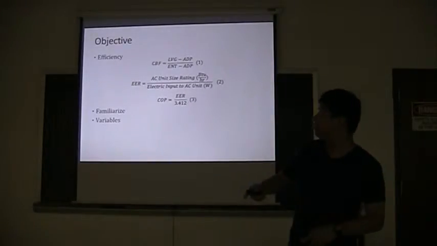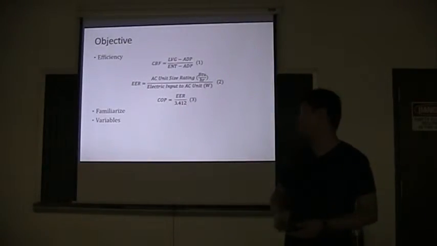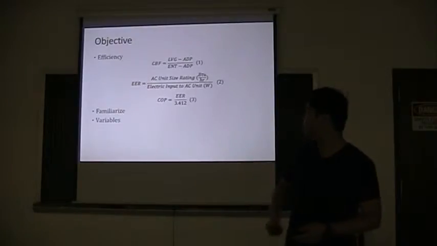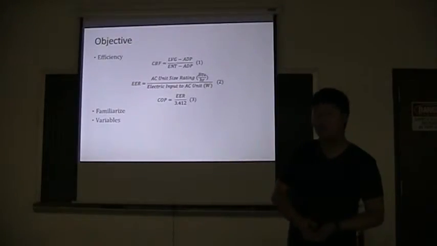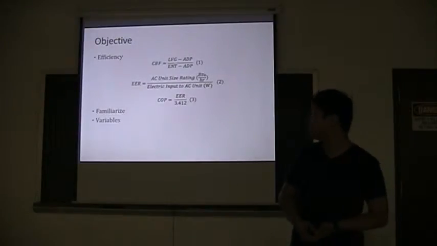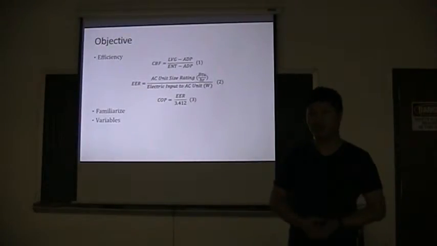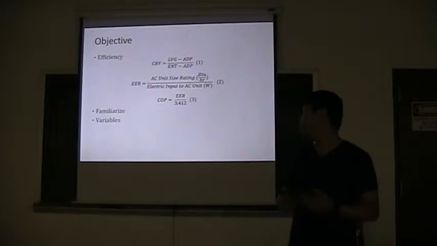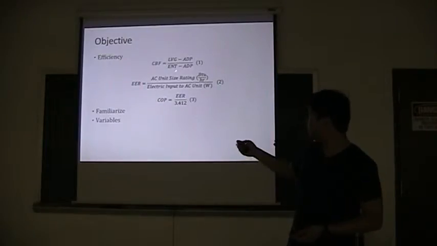The objective for the report, anyway, is to calculate the different efficiencies. There's the CBF, which is the coil bypass factor, and the EER, which is the energy efficiency rating, and the COP, which everybody knows is the coefficient of performance. There's just a difference in how they're calculated.